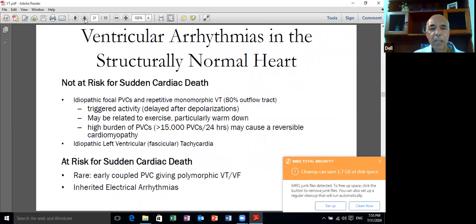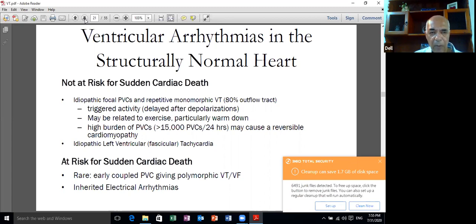Now, if we start with the first group, ventricular tachycardia without structural heart disease, in the presence of a structurally normal heart. Now, these are two groups. A group in which there is no risk of sudden death, so this group is not an indication. As a matter of fact, it is a contraindication for ICD. And a very rare group at risk of sudden cardiac death, and this is another situation.